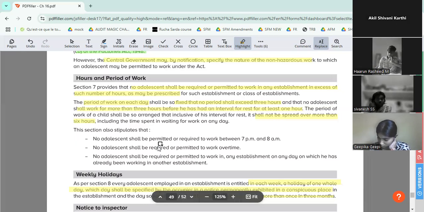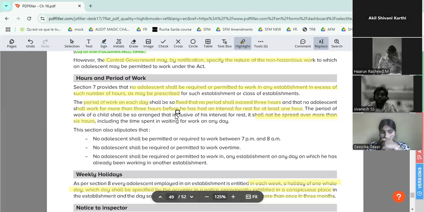Clear? And the period of work shall also be arranged so that it is inclusive of the interval for rest. It shall not be spread over more than 6 hours, including the time spent waiting for work on any day. So the entire work day will be 6 hours, and the 6 hours will be inclusive of any time of rest and also the time that he is waiting for work to be assigned to him. Clear? And continuously they cannot work for more than 3 hours. If they work continuously for 3 hours, say from 10 to 1, then at least a 1 hour break should be given. Understood?